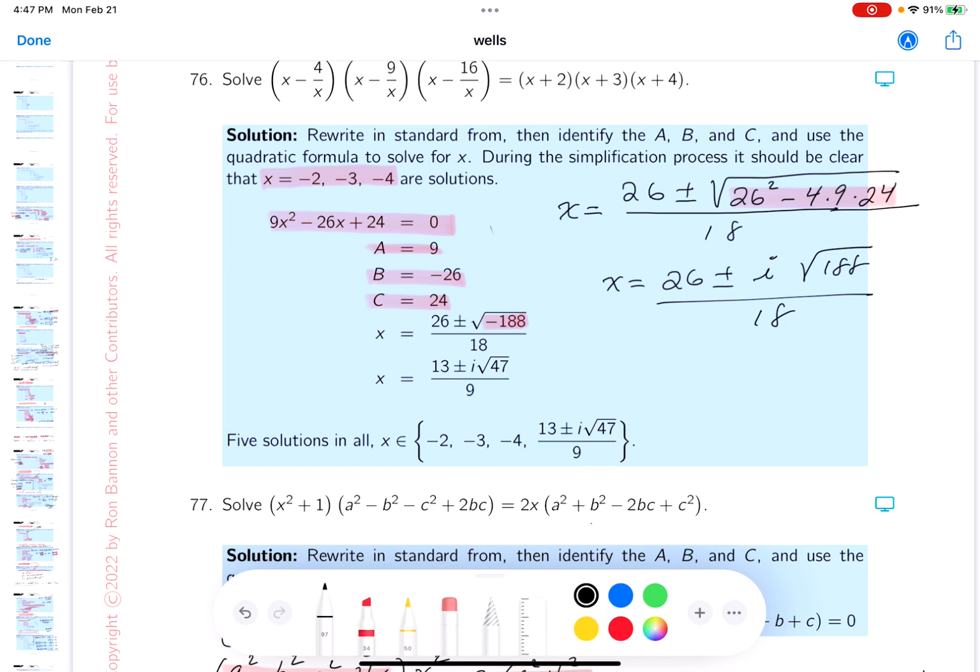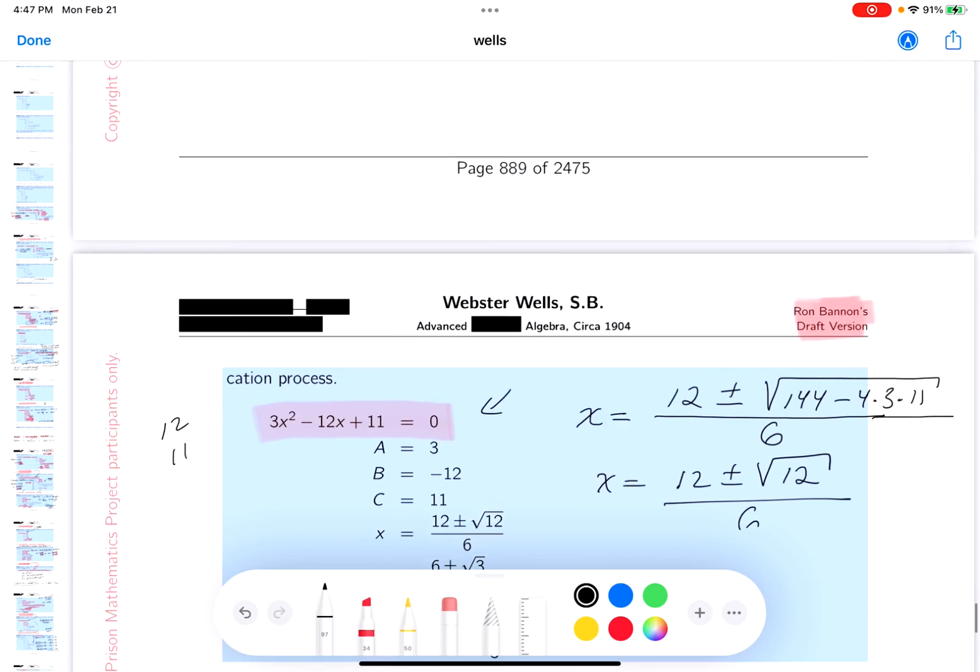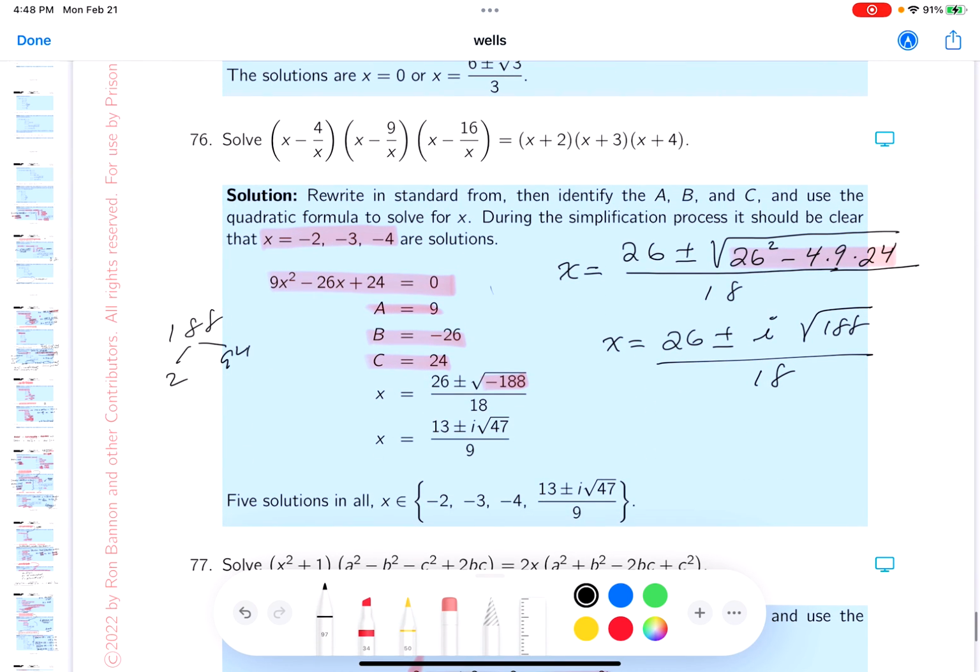Looking at the 188, I'm going to divide by 2 first. So 188 divided by 2 gives me 94. And that's divisible by 2 again, isn't it? You can get 47. So I think I've exhausted that.